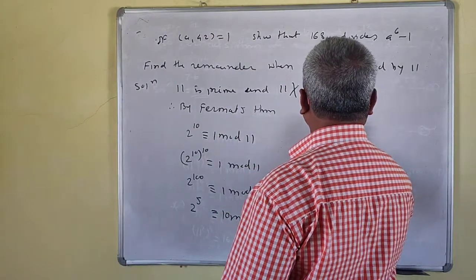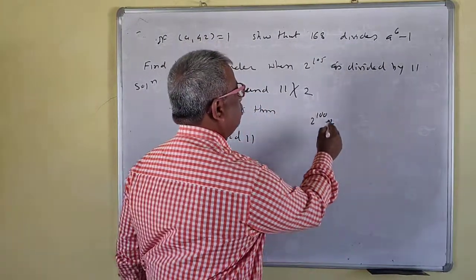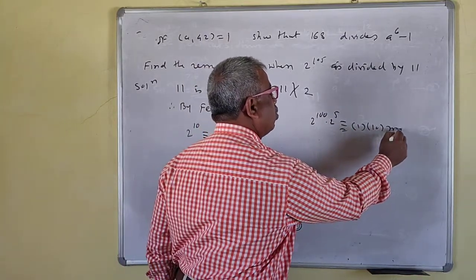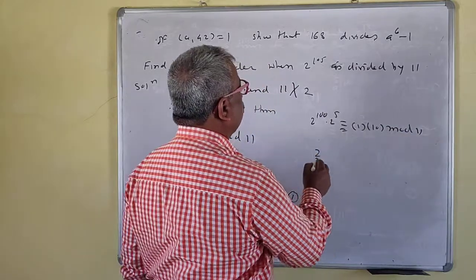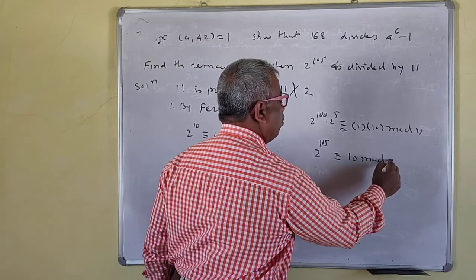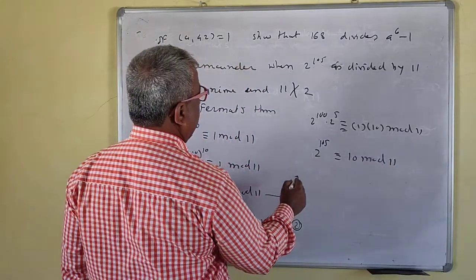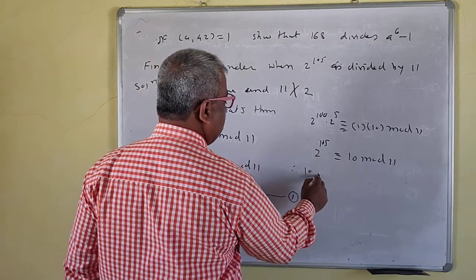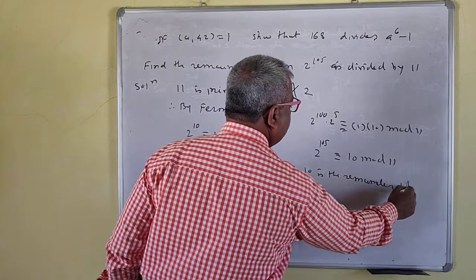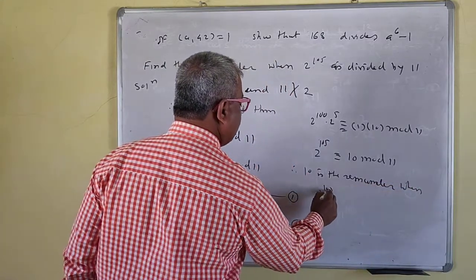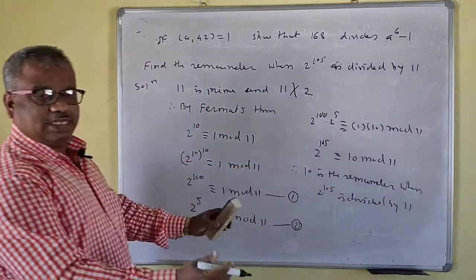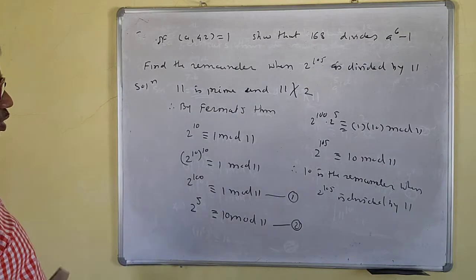So 2 raised to 100 into 2 raised to 5 is congruent to 1 into 10 modulo 11. So 2 raised to 105 is congruent to 10 modulo 11. Therefore 10 is the remainder when 2 raised to 105 is divided by 11. Now see, easily we can get the remainder. We don't need the quotient.